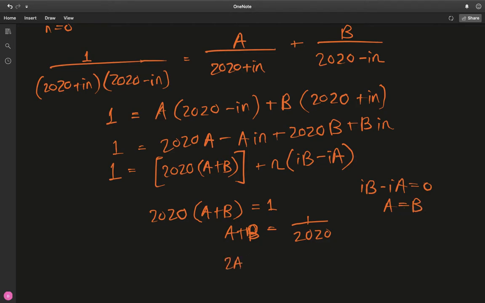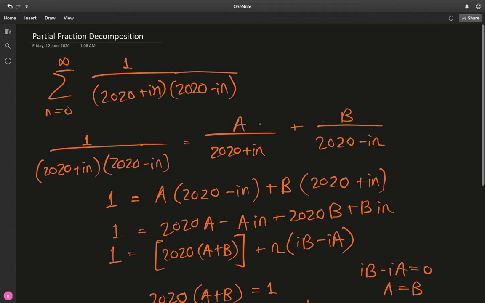So we have 2a, we can just plug it over here. 2a is equal to 1 over 2020. This means that a is nothing but 1 over 4040. And then since a is equal to b, b is also 1 over 4040. So yeah, we did all the calculation. Now let's write our sum in terms of our partial fraction decomposition.